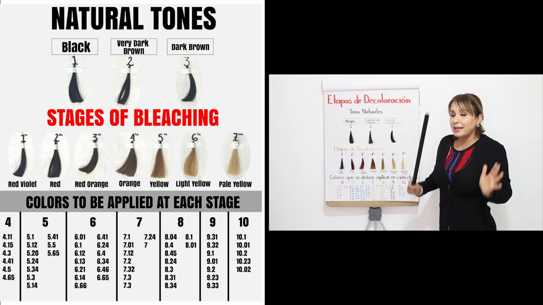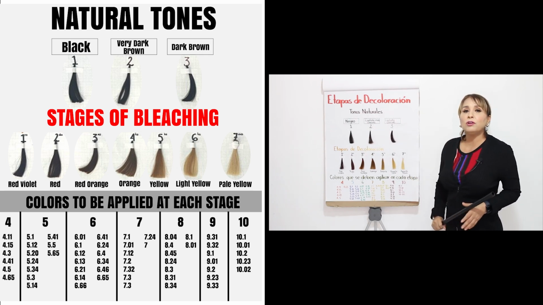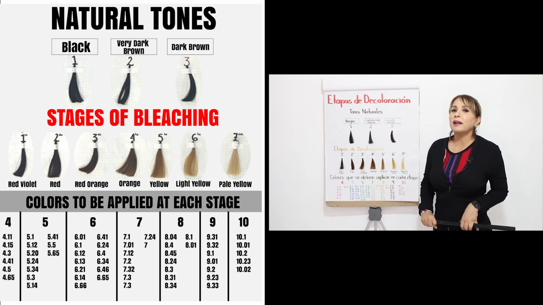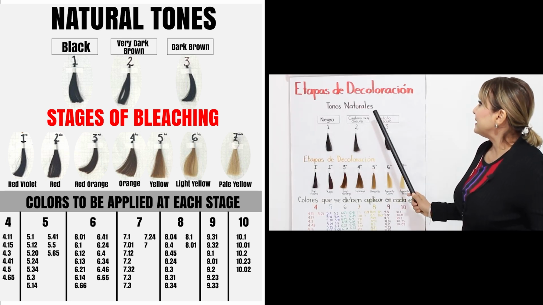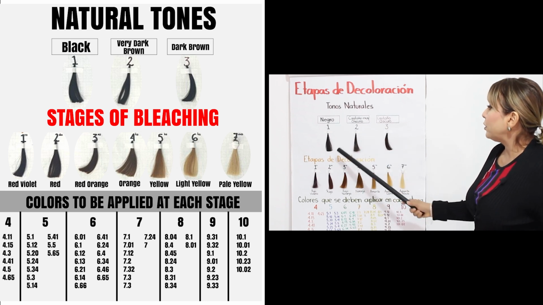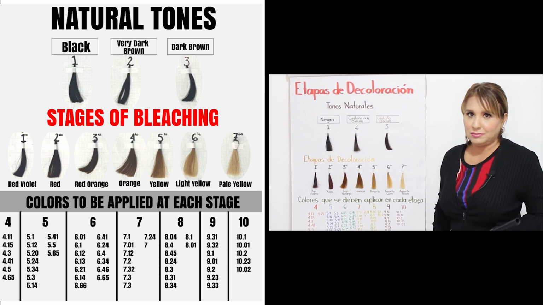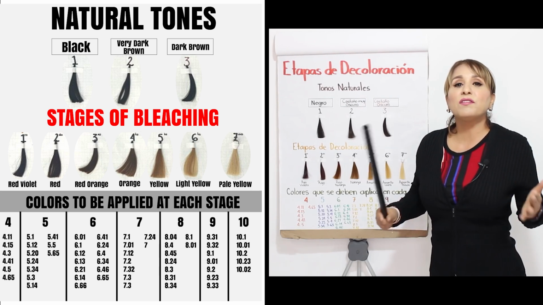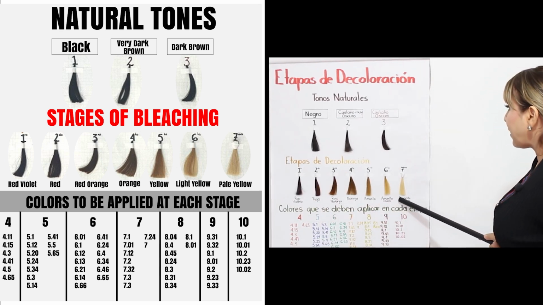Right now in this video, I want to talk about the stages of bleaching, how they occur, and why they are so important when applying any type of color. I'm going to explain it to you. If we are going to do a bleaching and our client has black hair, when lightening this hair, it will go through different stages, the ones we have below.